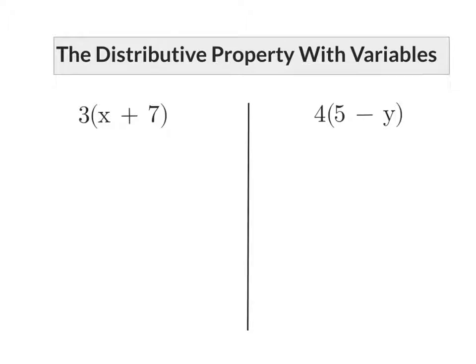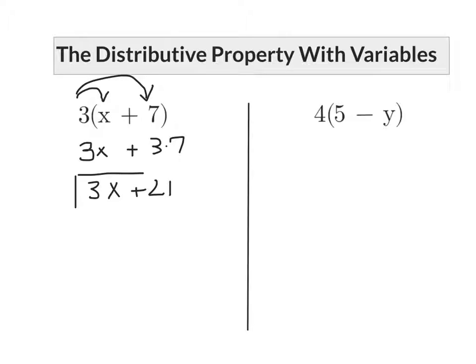So let's practice a few more examples of the distributive property with variables. In the first example, I'm going to distribute the 3 to the x and the 3 to the 7. My expression is going to be 3x plus 3 times 7, and when I simplify it, it becomes 3x plus 21.